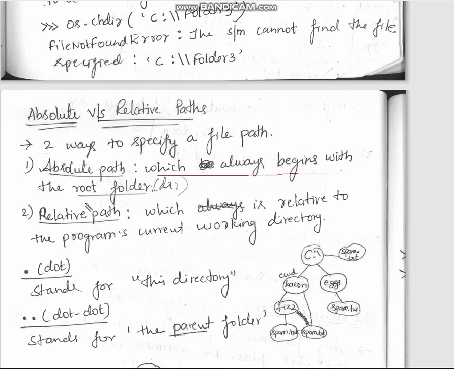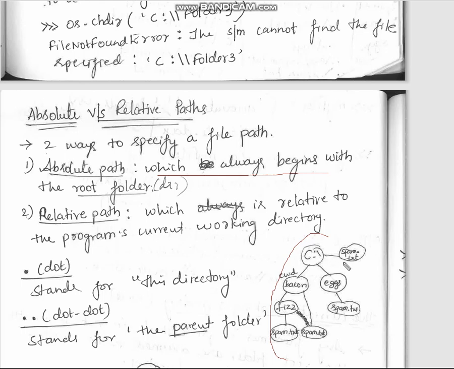Absolute always starts from the root directory, and we use a single dot to represent the current directory, that is the current working directory, whichever directory we are working in. Double dot stands for the parent directory. That is, to represent the parent folder, we use two dots. For example, you see this path here, which we have taken.